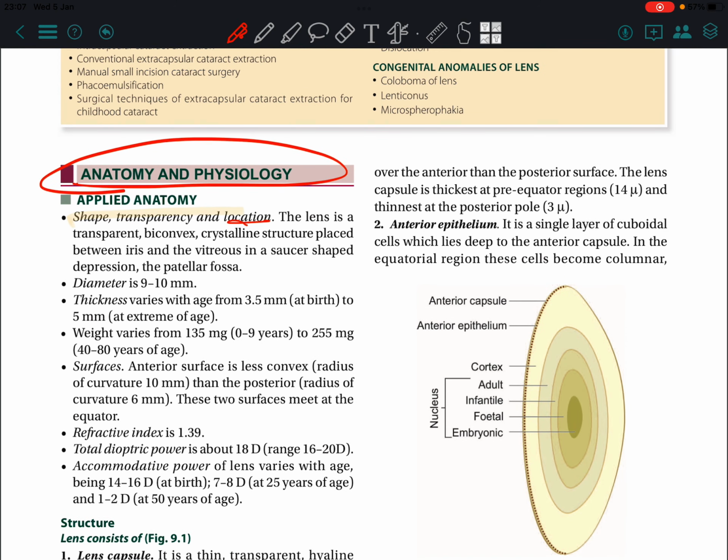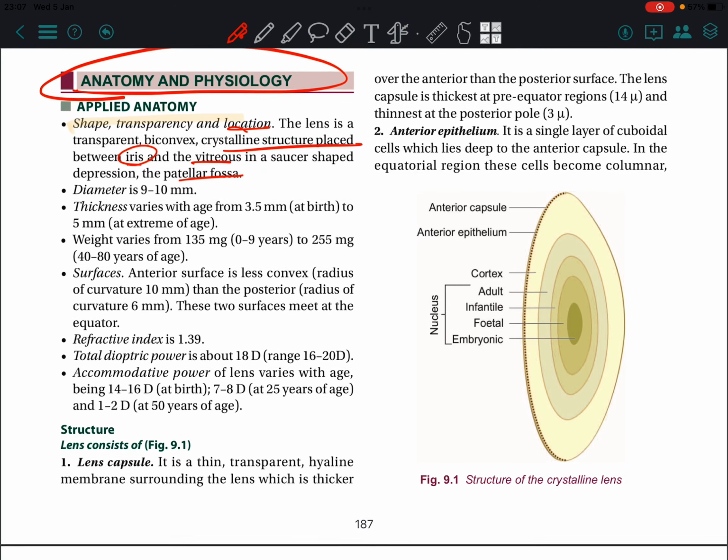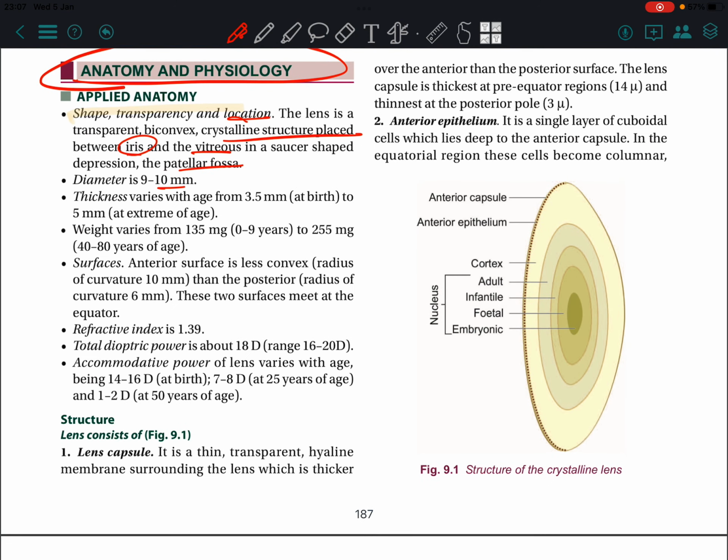Shape, transparency and location. Lens is a transparent biconvex crystalline structure placed between iris and vitreous in a saucer-shaped depression, the patellar fossa. Diameter is 9 to 10 mm. Thickness varies with age from 3 to 5 mm at birth to 5 mm at extreme of age. Weight varies from 135 mg at 0 to 9 years to 255 mg at 40 to 80 years of age.